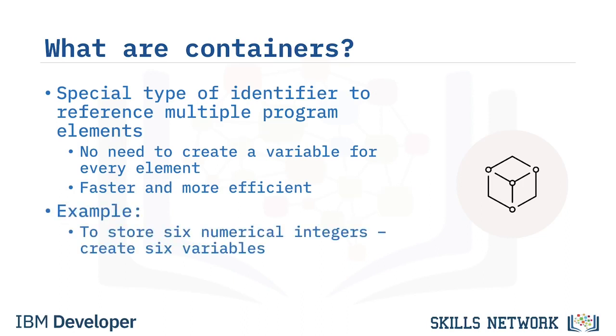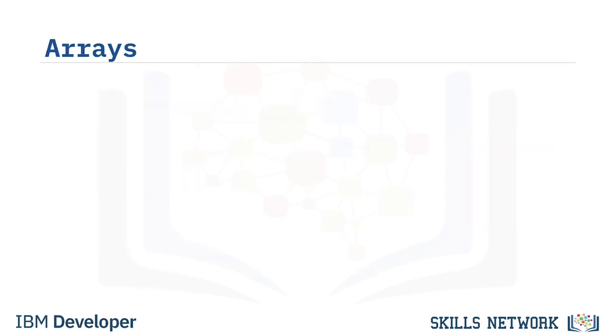For example, if you only want to store 6 numerical integers, then you could argue that you could just create 6 variables, one for each. But what if you need to store 1,000 integers or more? In such a case, defining 1,000 variables would obviously be an unwieldy and inefficient programming technique. So in this case, you would use a container. There are 2 types of containers to specify multiple elements: arrays and vectors. The simplest of these container types is an array.